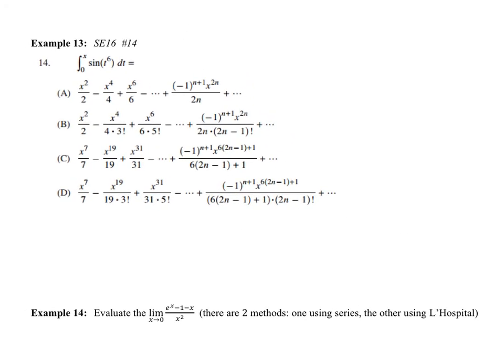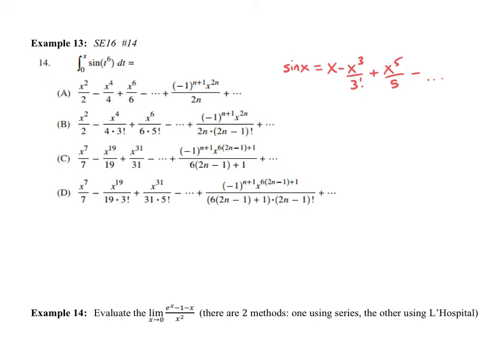Okay, example 13, we're going to talk about trying to set up an antiderivative using a series again. Remember, sine of t to the 6th would be one that would be really difficult to do. We don't really have a technique in our class to be able to do this. So what we're going to start with is sine of x, which we know is x minus x cubed over 3 factorial plus x to the 5th over 5 factorial. I think that's going to be okay for us for now.